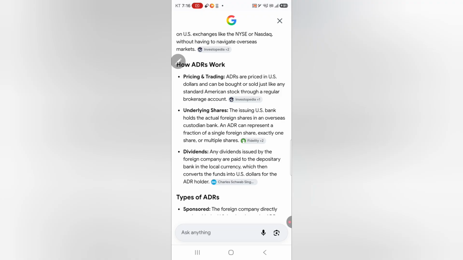Underlying shares. So that share can be a fraction or one share or multiple shares, just like Bitcoin, right? Dividends. Any dividends issued by the foreign company are paid to the depository bank in the local currency, which then converts the funds into US dollars for the ADR holder. So you get the dividends.